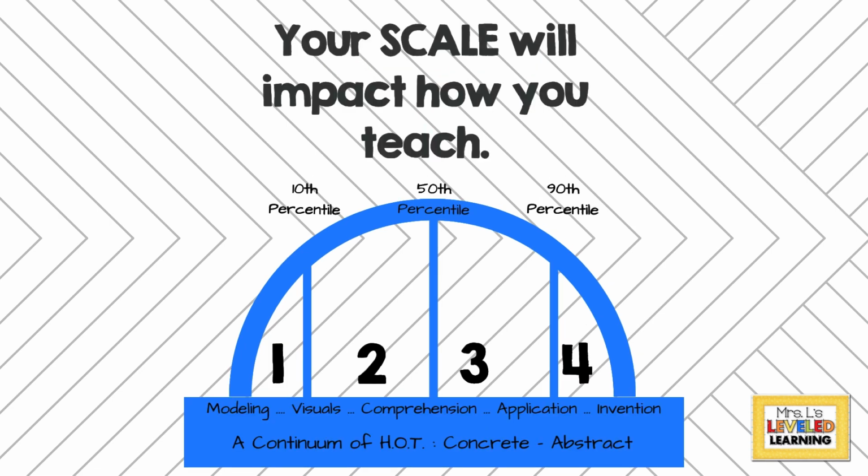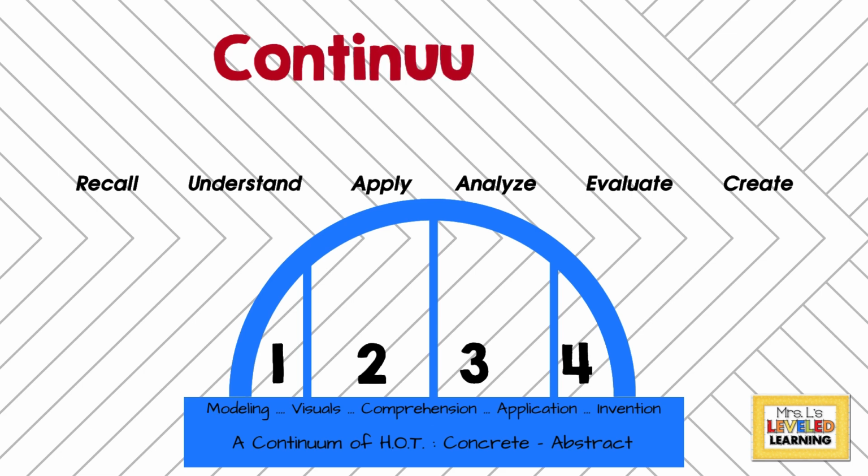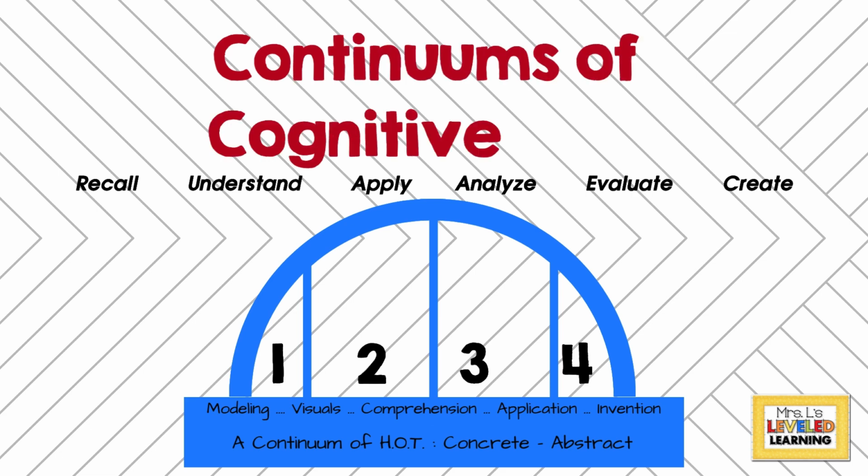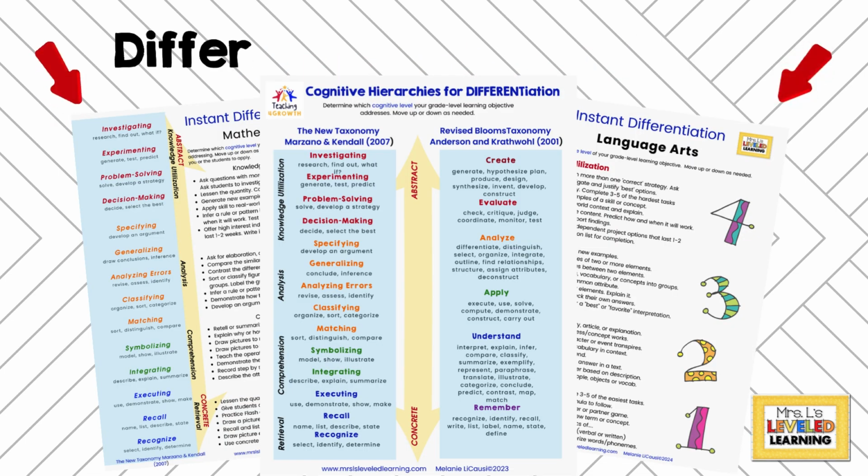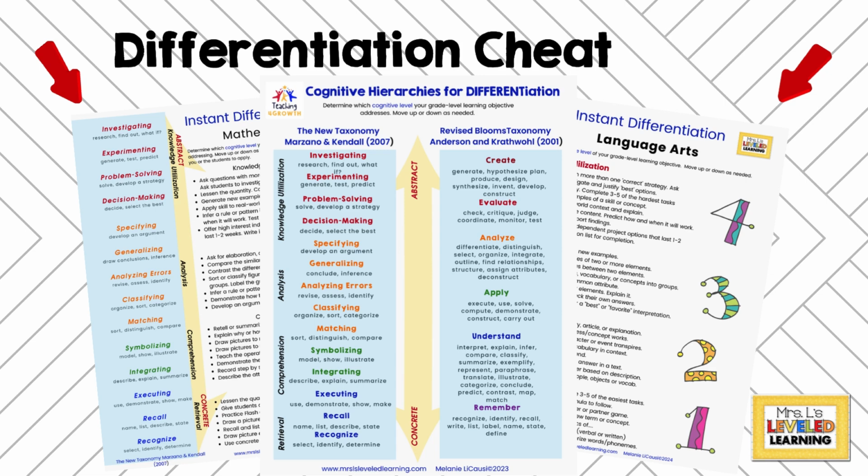Let's examine this bell curve again in terms of higher order thinking skills. In this course, you will be exposed to 2 different hierarchies of cognitive processing. These hierarchies are intended to help us organize mental tasks from easiest to hardest along a continuum. Refer to your differentiation cheat sheet to compare the categories of Marzano's taxonomy to Bloom's taxonomy.